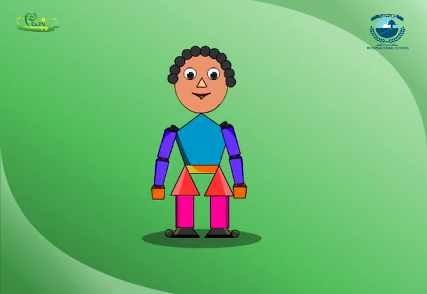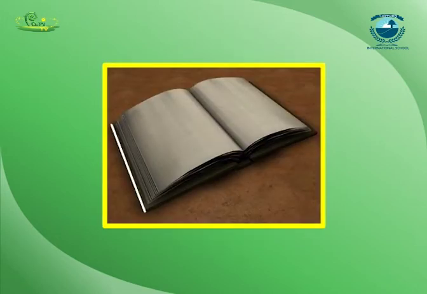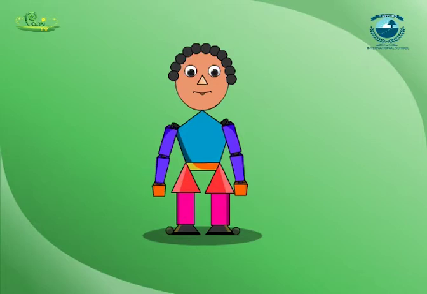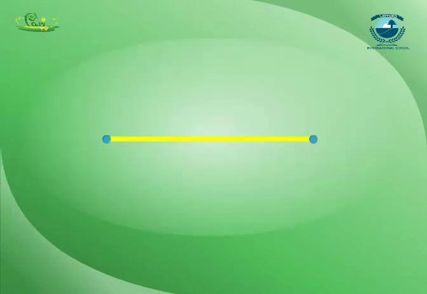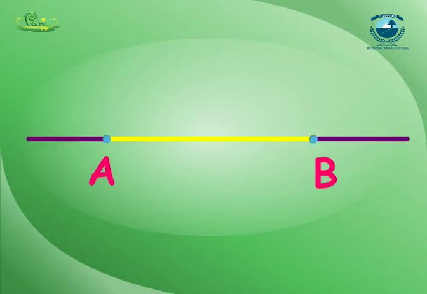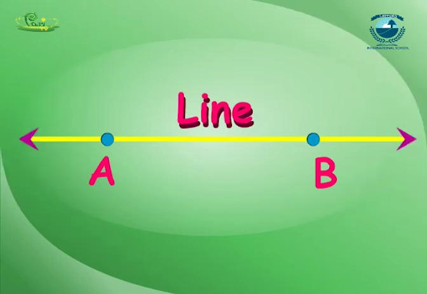Here are a few examples of a line segment: an edge of a book, the edge of a postcard. And let me tell you an interesting thing. Have you ever wondered what will happen if we extend a line segment beyond its starting point A and end point B? Look what happens. Oh, see, it's going on and on and on. When a line segment is extended beyond both endpoints, we get a line. We mark a line by showing the arrow sign on both sides.